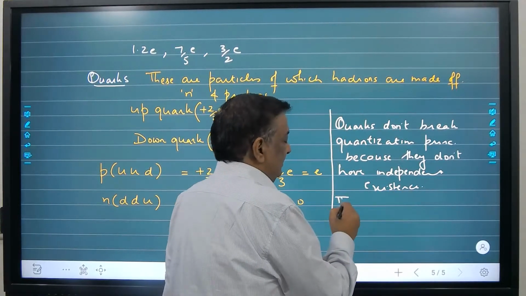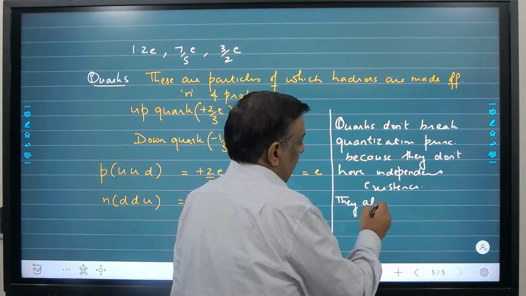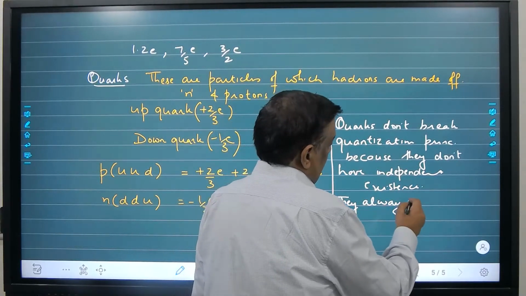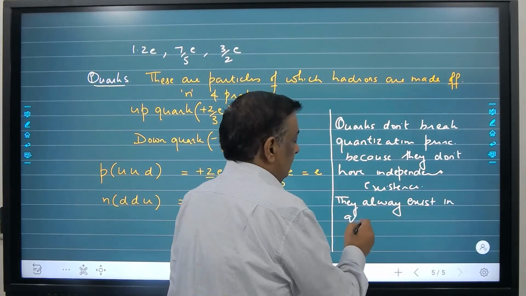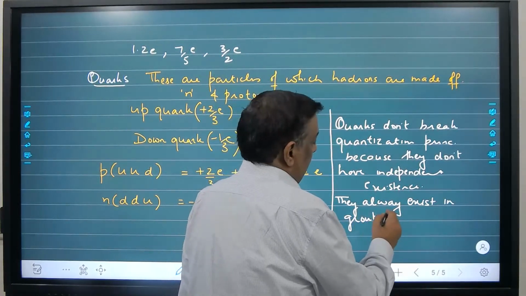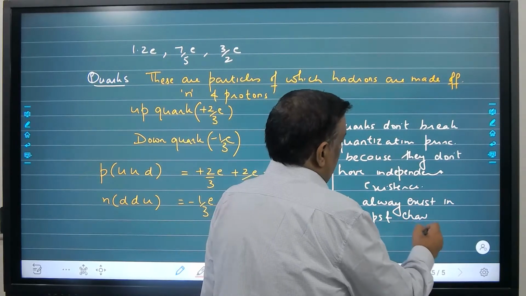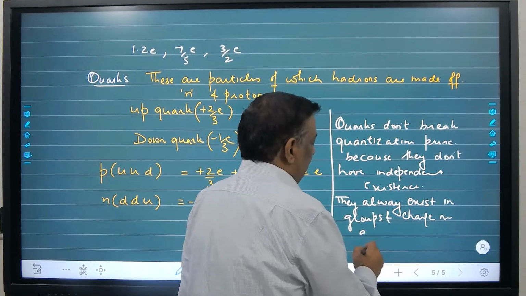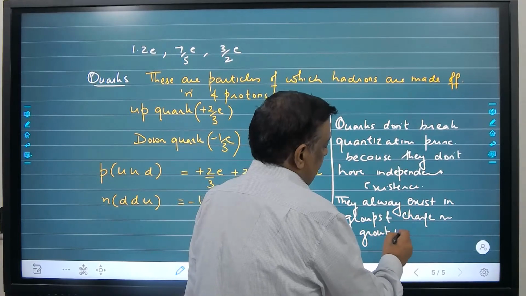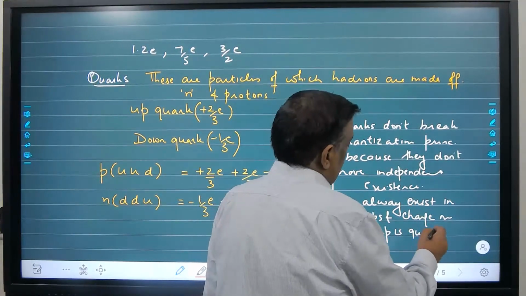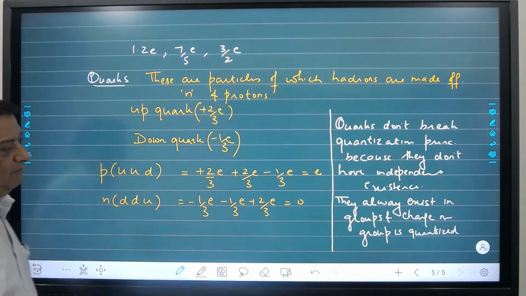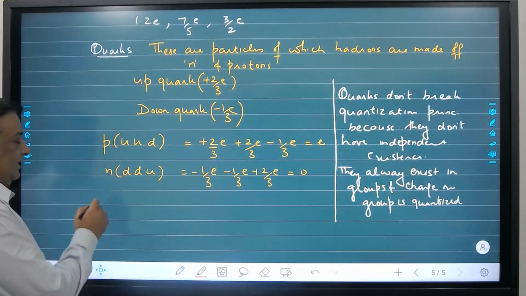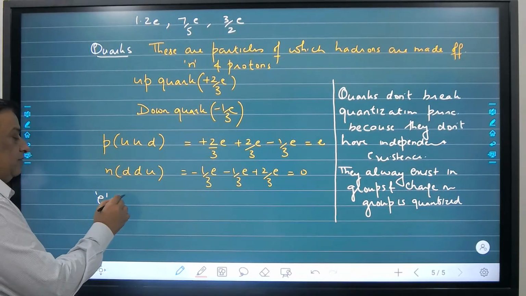They always exist in groups, and charge on a group is quantized. The minimum possible value of charge, like we have said e, is called the quanta of charge.